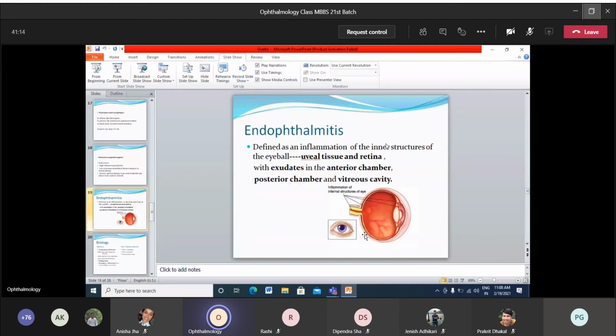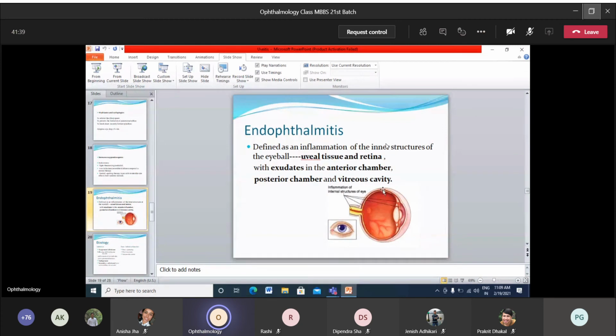Now moving to the next topic, which is endophthalmitis. It's also another very important topic. Endophthalmitis is basically defined as an inflammation of the inner structures of the eyeball, that means the uveal tissue and retina, with exudates in the anterior chamber, the posterior chamber, and the vitreous cavity. So the inner structures or inner layers of the eye are involved.